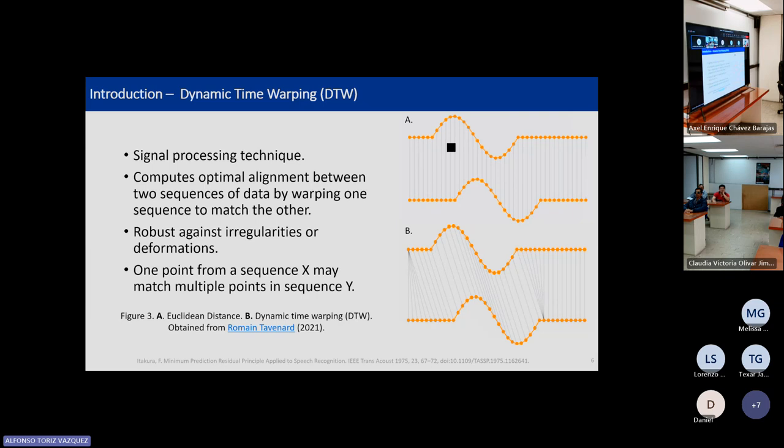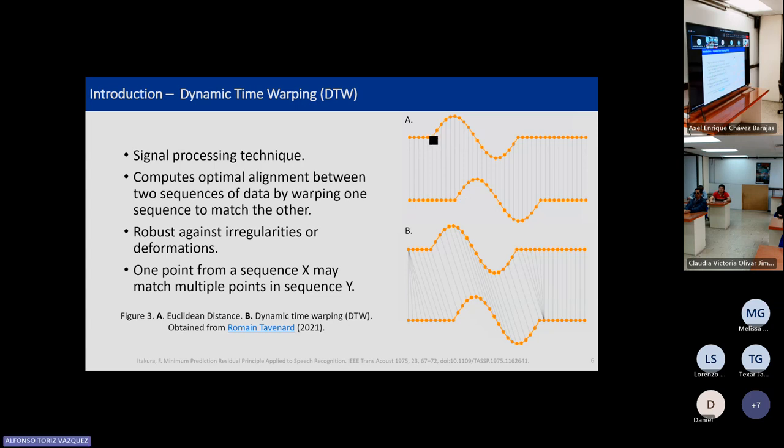And as you can see, it's basically the same sequence of data. It's a small cosinal wave, but the bottom one is a little bit right shifted. If we use Euclidean distance to compare both sequences, we could see that it just takes the first two points from each sequence and obtains the distance between one another. Although it doesn't work as well when they are dealing with shifted or deformed sequences.